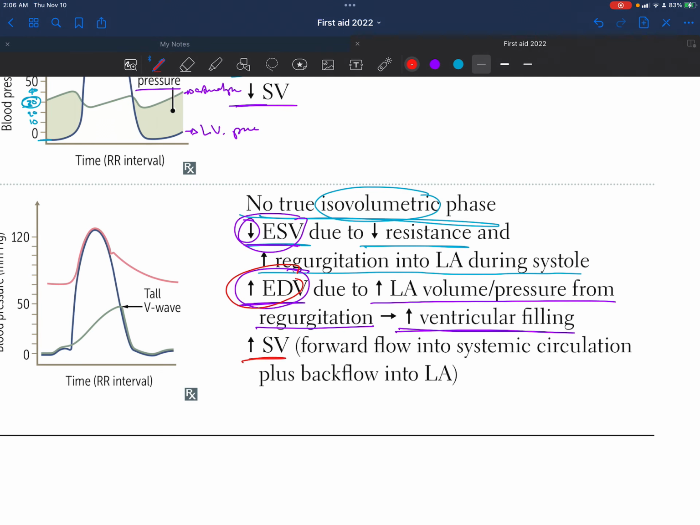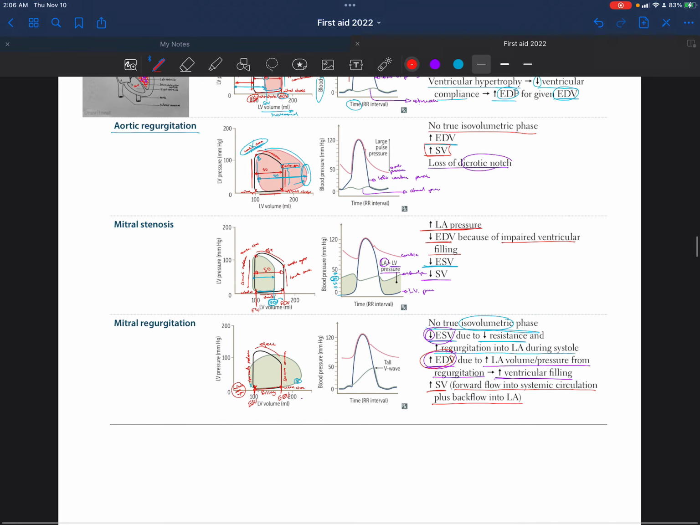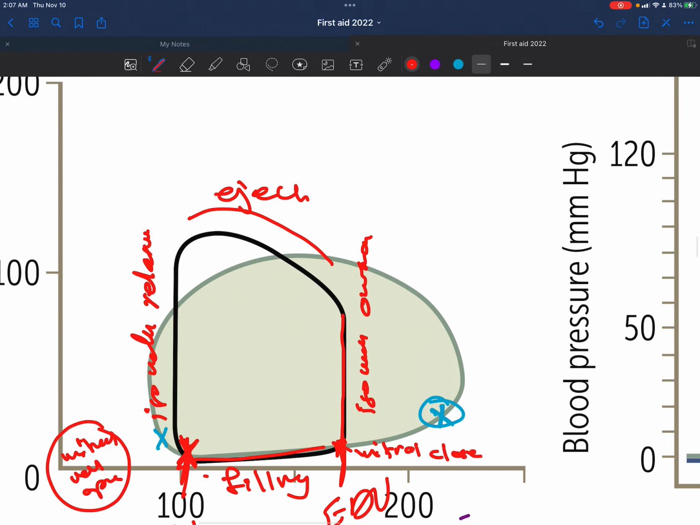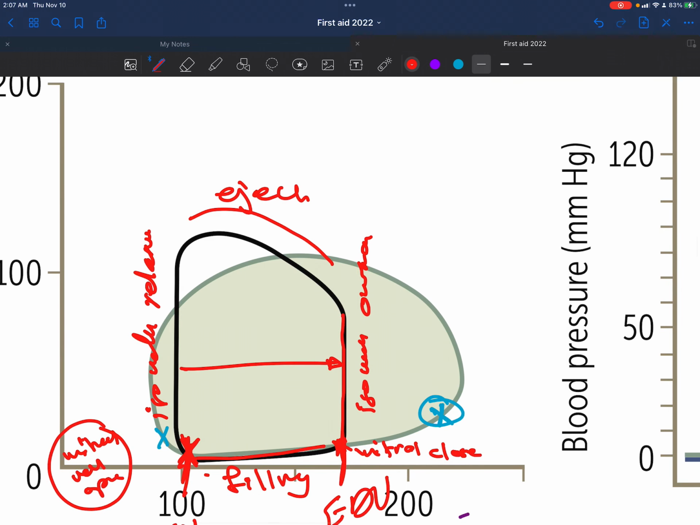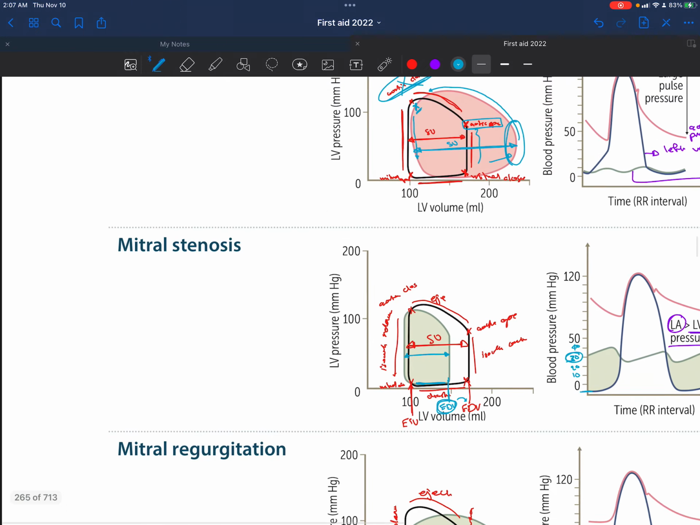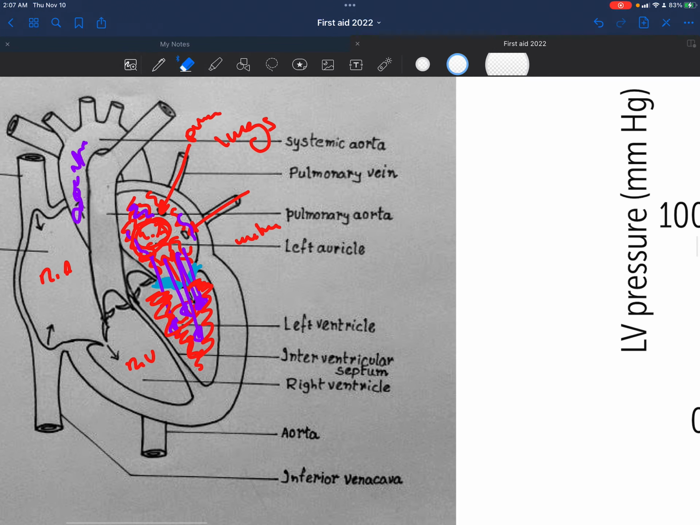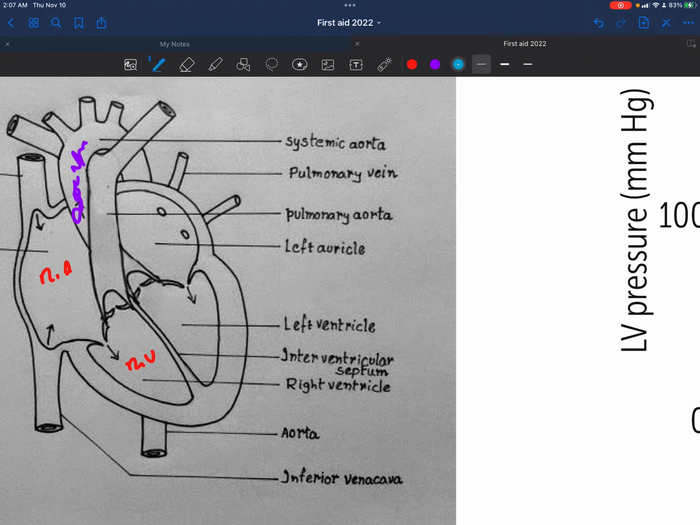So we also have an increase in the stroke volume, and that is due to forward flow into systemic circulation plus backflow into the left atrium, and we just talked about that. So this is the normal stroke volume, and this is the diseased abnormal stroke volume. It's too much, and the reason for that is the stroke volume is the amount of blood that goes out from the left ventricle.